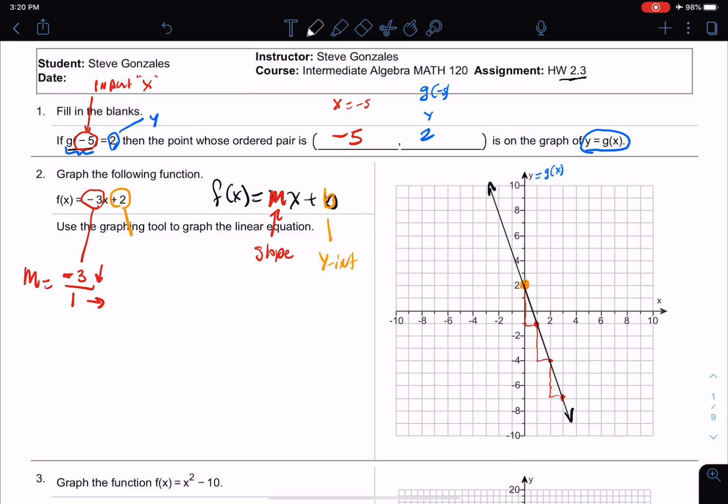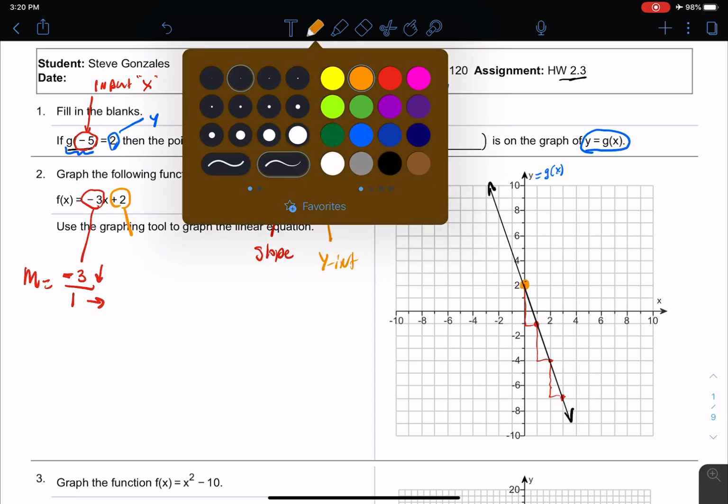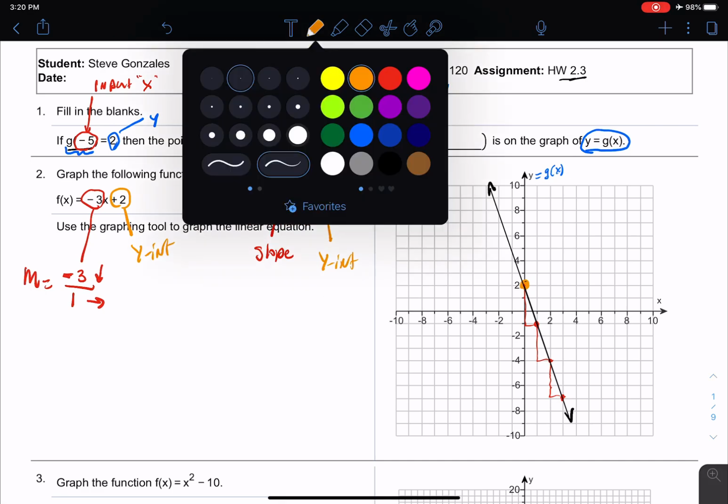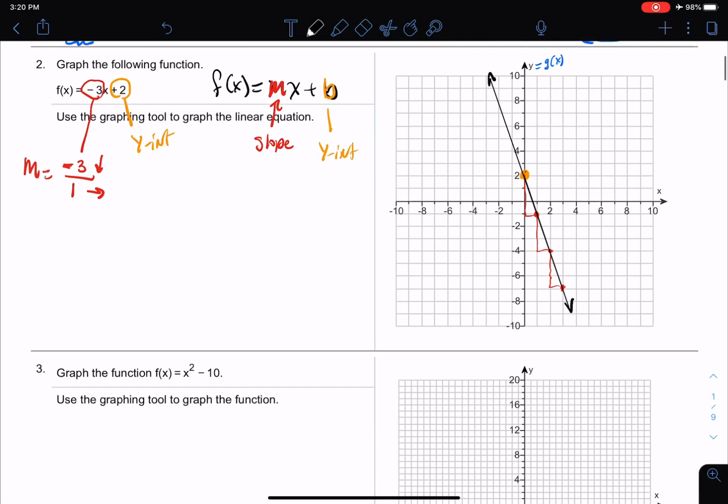Okay, so there's the line. You saw how I made it, right? I started with my y-intercept. And then I used my slope, down 3, right 1, to create more points. There it is. Let's take a look at another graph.